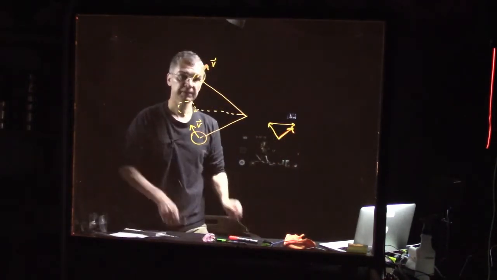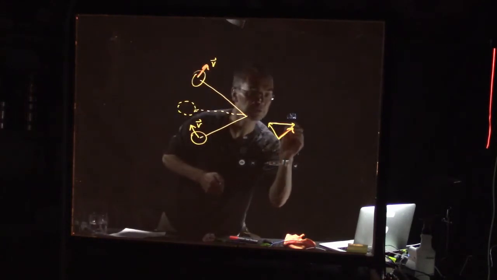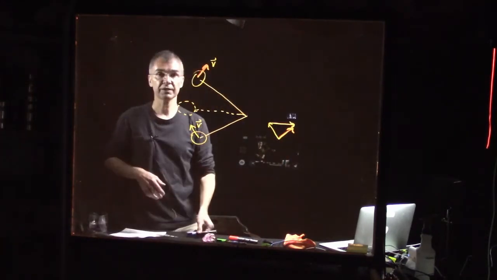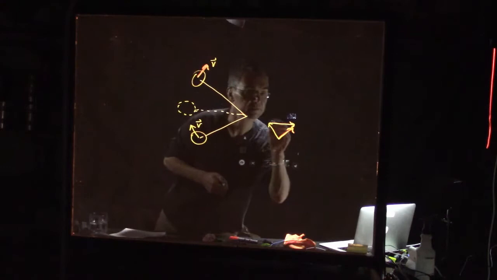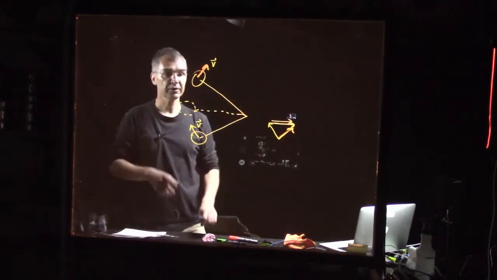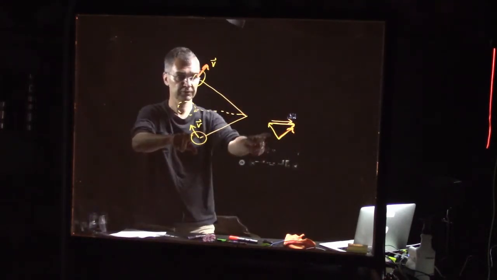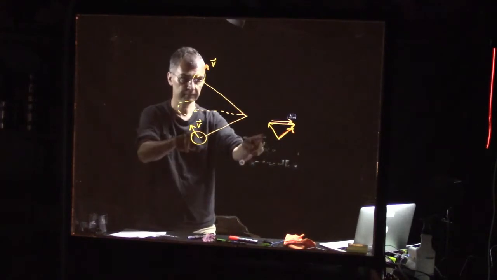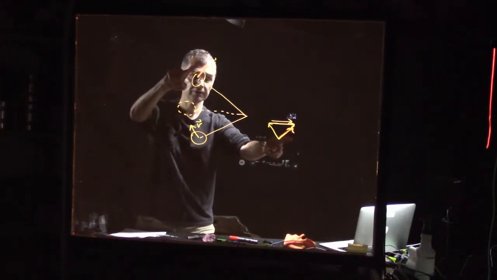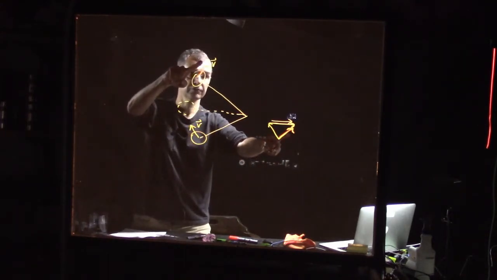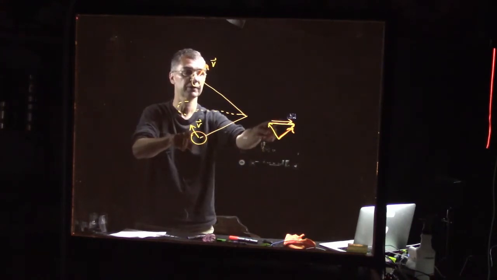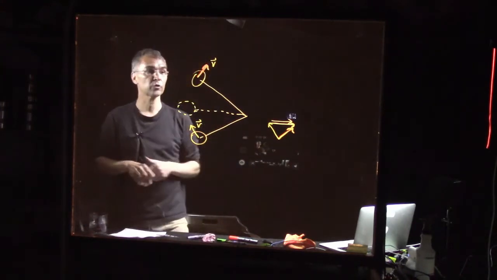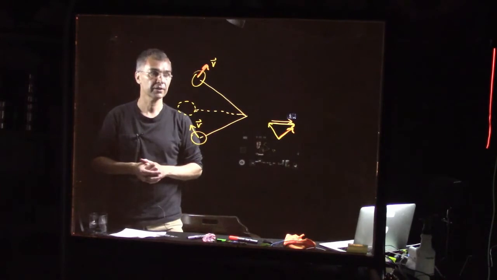And I'm going to make this be blue. So if you want to turn this initial green arrow into this later orange arrow, to do that you have to add this blue arrow. And notice that that blue arrow points toward the center of the circle.